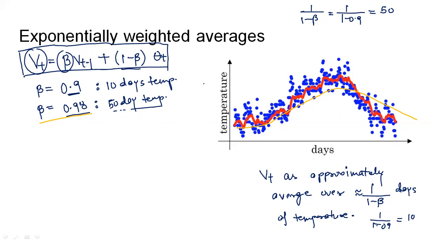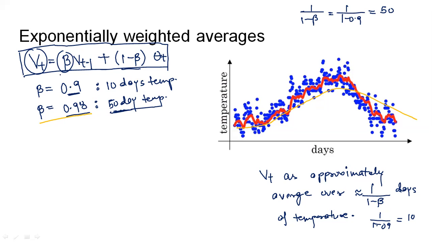If you are taking an average of roughly 10 days of temperature, then you are getting a noisy graph. If you increase the number of days, that is, you increase the value of beta, and take an average of 50 days of temperature, then you can see that the graph is quite smooth. So when you increase the value of beta and take a value very close to 1, you are giving more importance to the previous day's temperature.